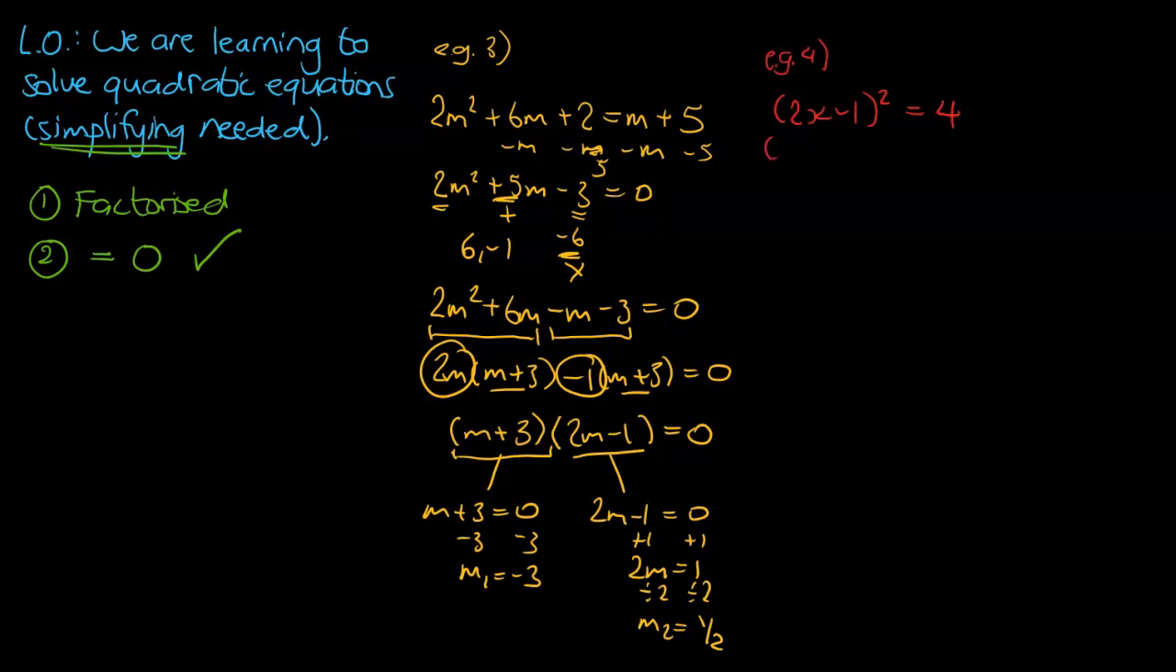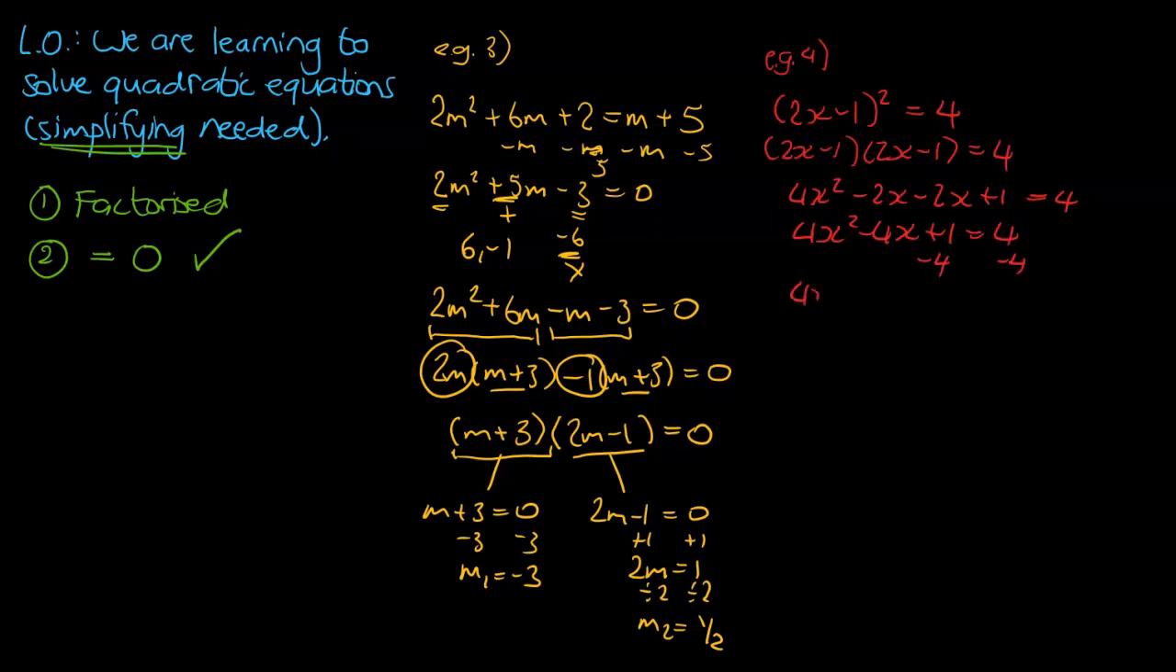First step here, let's change that double bracket. Well, it looks like a single bracket, but it's actually a hidden double bracket, isn't it? Let's expand that bracket. That's going to be 4x squared minus 2x plus 1 equals 4. Simplify that nonsense. So we've got 4x squared minus 4x plus 1 equals 4. And we're now going to try to meet that 0 criteria by doing minus 4, minus 4.